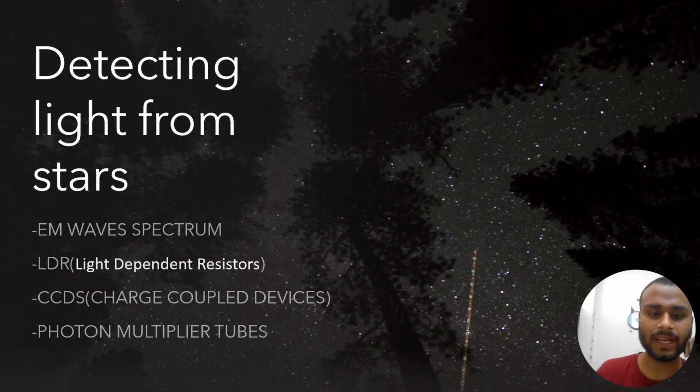My topic is detecting light from stars. For this topic we will go one by one: what is light. We'll talk about electromagnetic waves, frequencies, wavelengths, and different properties and characteristics. After that we will talk about LDR, which is light dependent resistors. This is a device of less sensitivity, a fundamental resistor which will detect light. Then we'll jump to very highly sensitive devices like CCDs and photomultiplier tubes which will detect light.